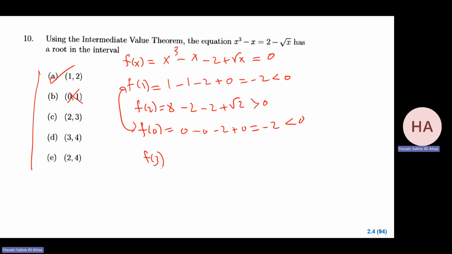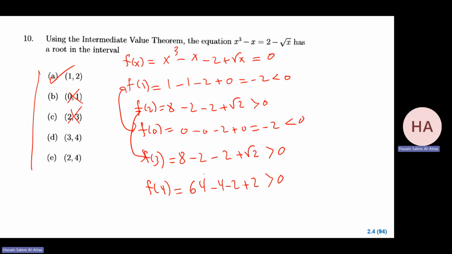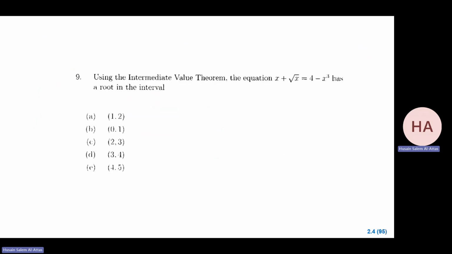F of 3, let's just check them one by one. F of 3, 27 minus 3 minus 2 plus the square root of 3. This is positive, very clear. So this with this will give me nothing. F of 4, yeah, it will be 64 minus 4 minus 2 plus 2. So it's positive. So this with this will give me nothing. And actually this with this, both are positive, will give me nothing. So this is the only one. Using intermediate value theorem to show this has a root in this interval.